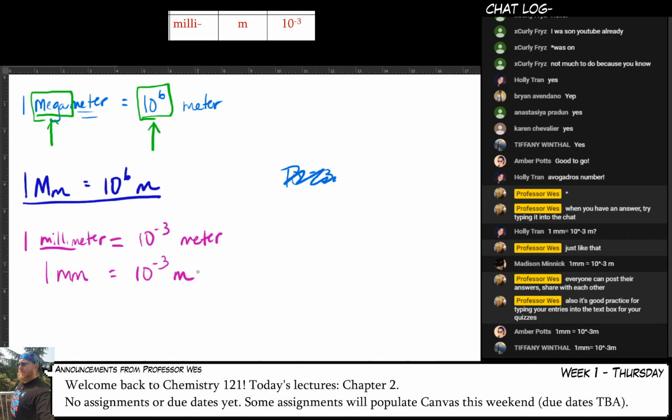So you're going to be asked to create metric conversions using this table. And this is the way to do it. Make sure that you remember when you put a number down, you put the prefix down on the other side of the equal.